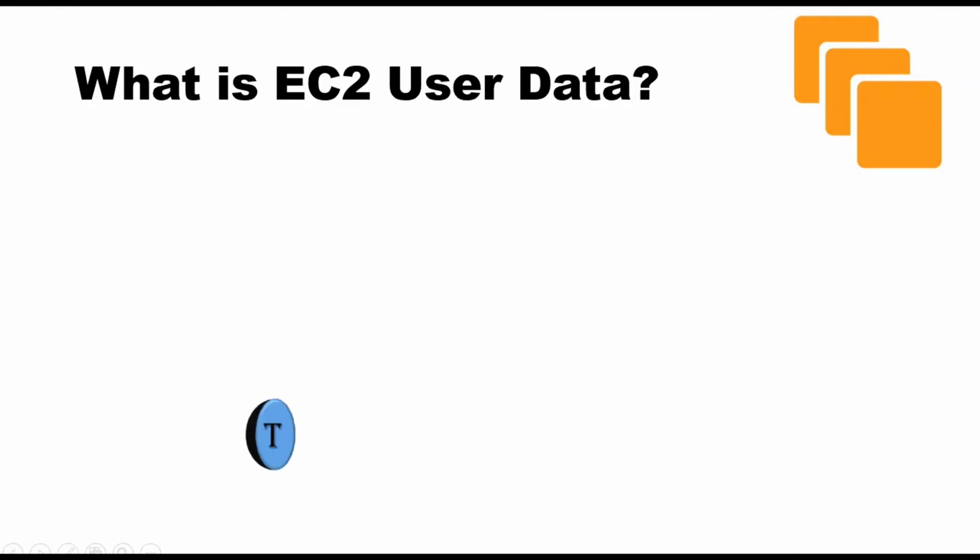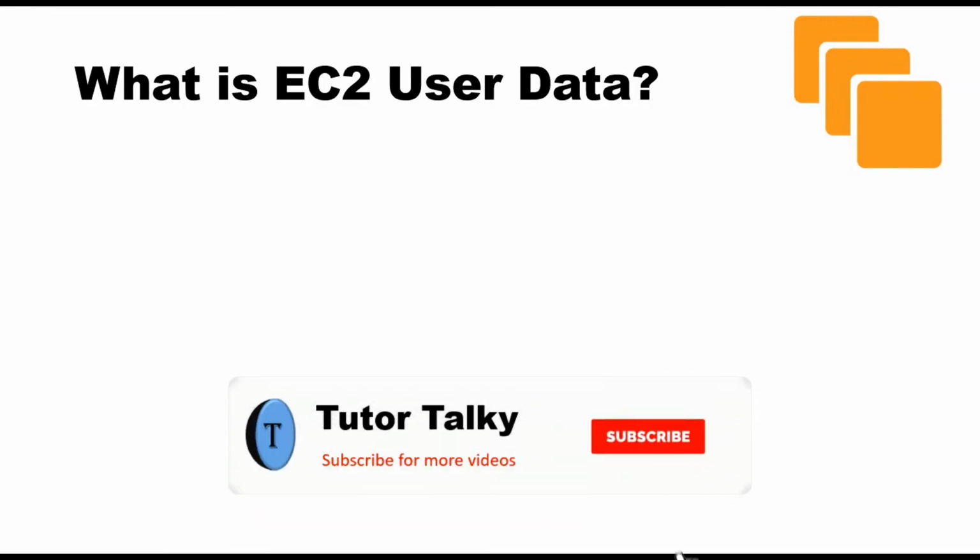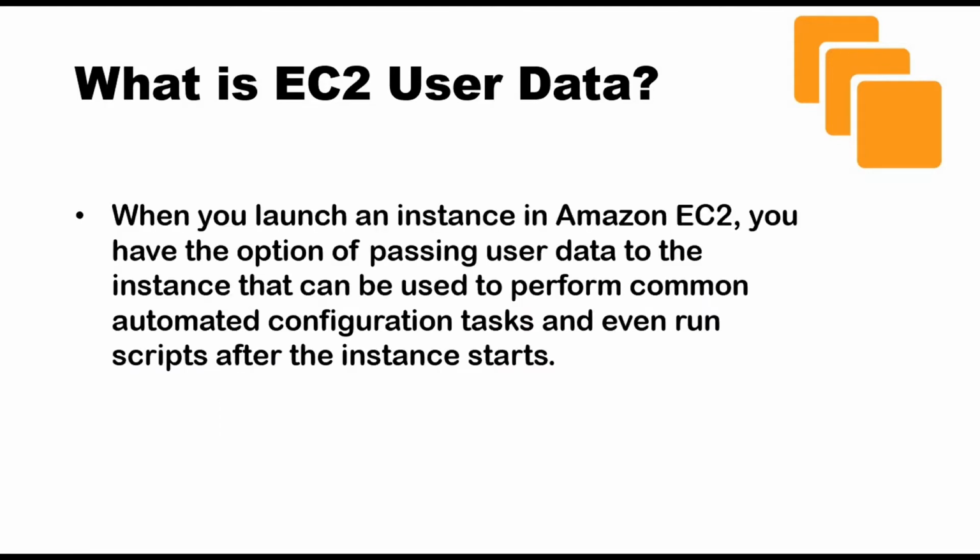Hi everyone, in this tutorial we are going to see what EC2 user data is. When you are launching an instance in Amazon EC2, you have the option of passing user data to the instance that can be used to perform common automated configuration tasks and even run scripts after the instance starts. So user data is used to automate configuration tasks.